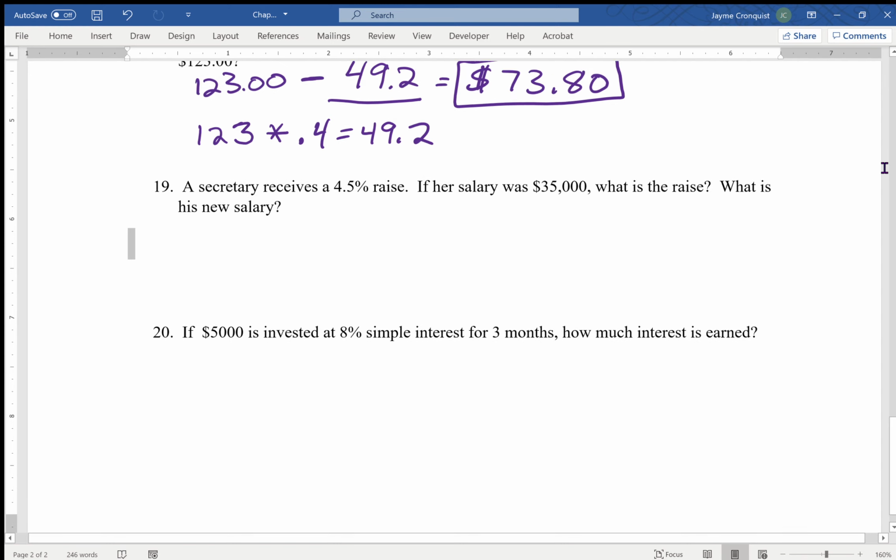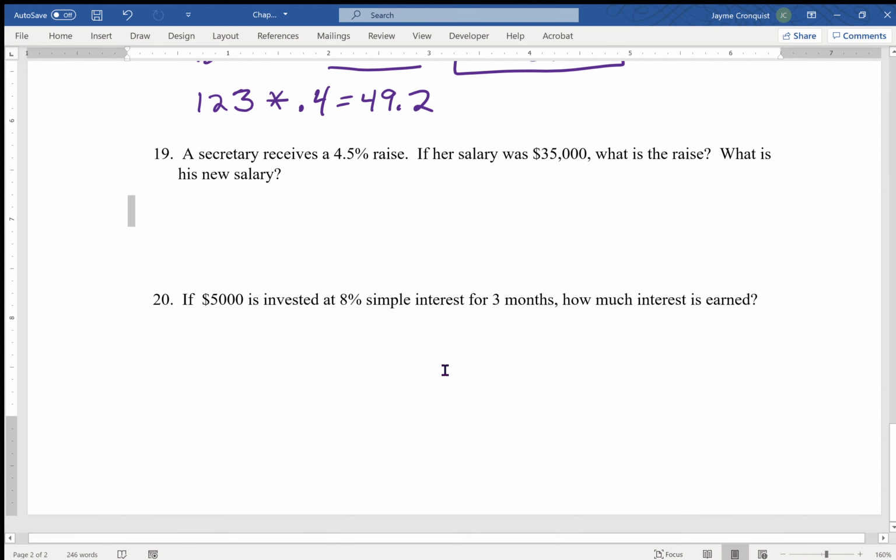What's going on? Why'd you stop rolling for me? Oh, that's the end. No, sorry.